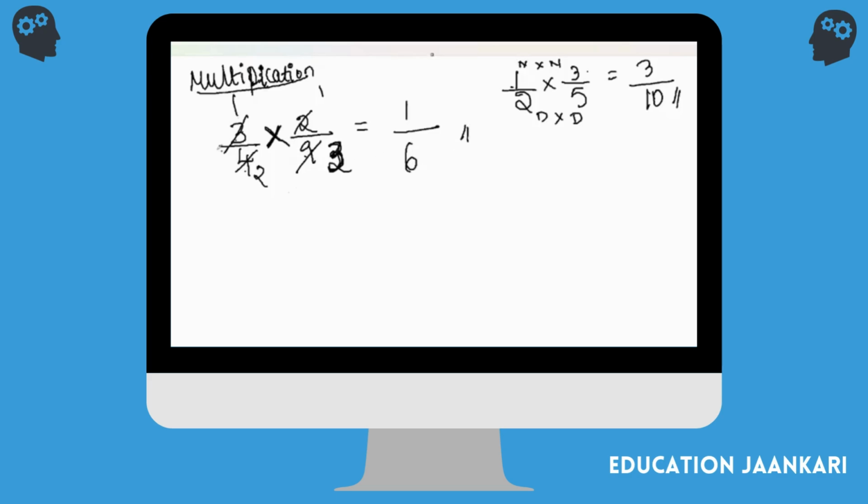Here we go. This method of multiplication, where we need to cancel the numerator with the other denominator, or numerator with the denominator, is the cancellation method. I hope you know this, right? Yes, ma'am. Okay. Quickly, I'll give you a question. Hardly 1 minute left. We'll try to solve this question.